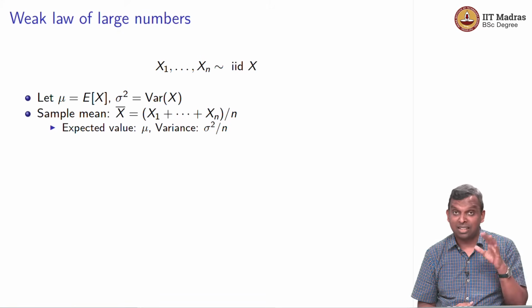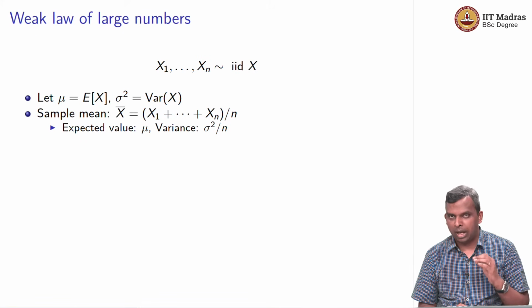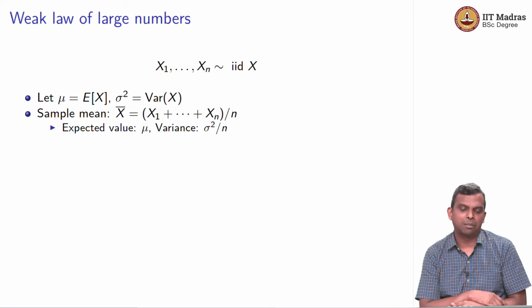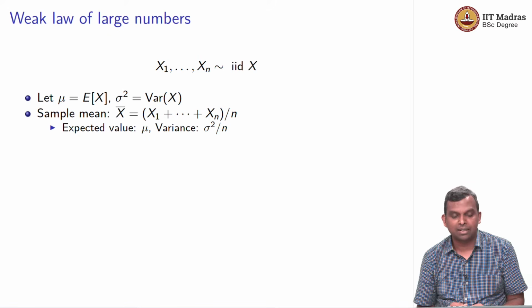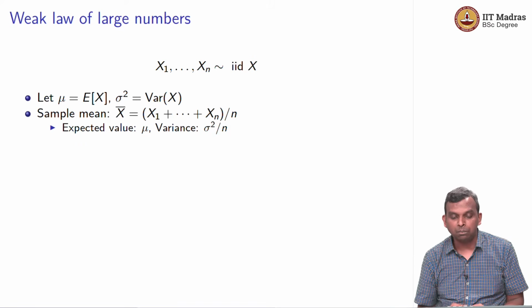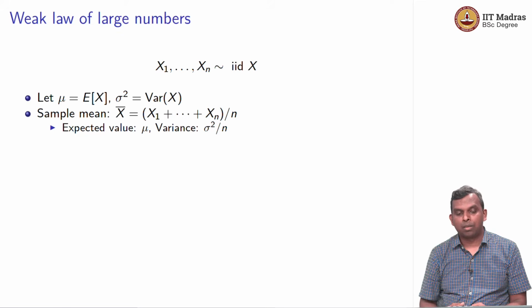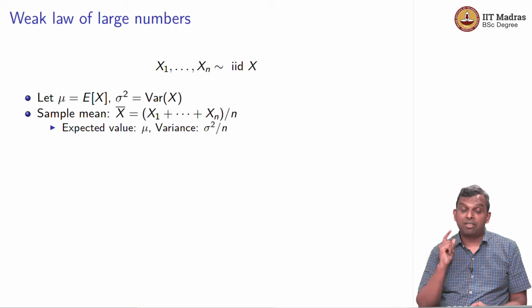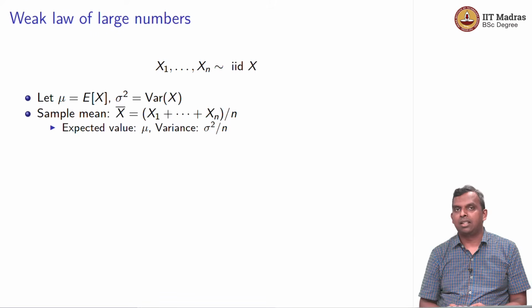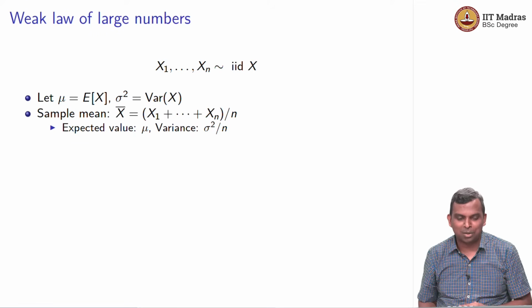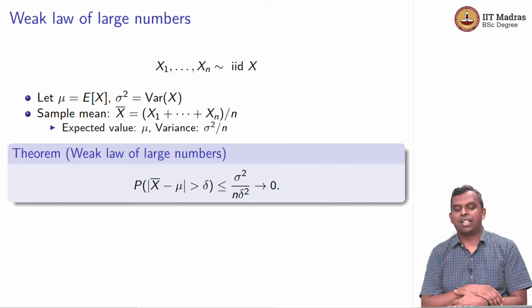So here's the setting: X1 to Xn are IID according to X, one distribution. Those are the distribution mean and variance, mu and sigma squared. Mu is the expected value of X, sigma squared is the variance of X: distribution mean, distribution variance. Now from the samples, you will get a sample mean X bar. The expected value of X bar is mu, and the variance of X bar is sigma squared by n. All of these things we know. These are not the law of large numbers. This is the law of large numbers.